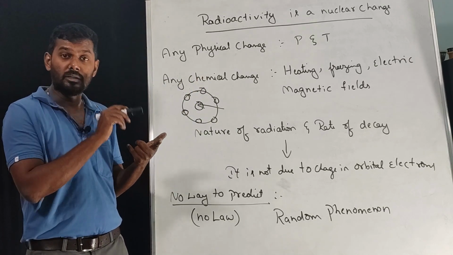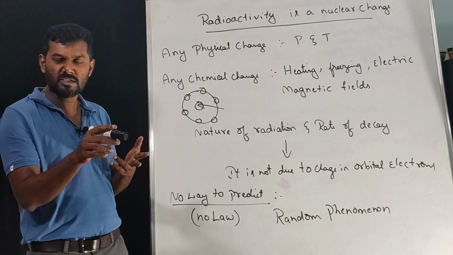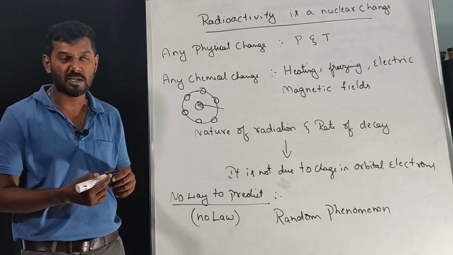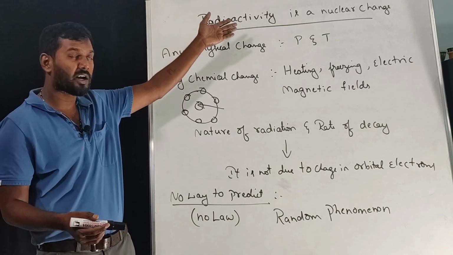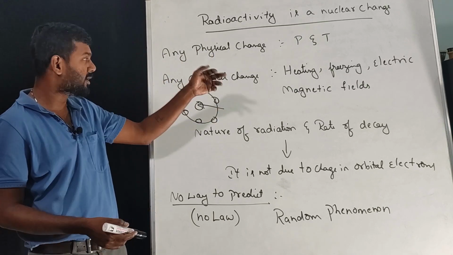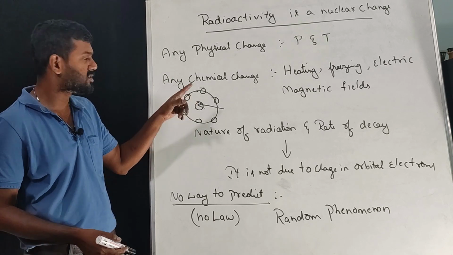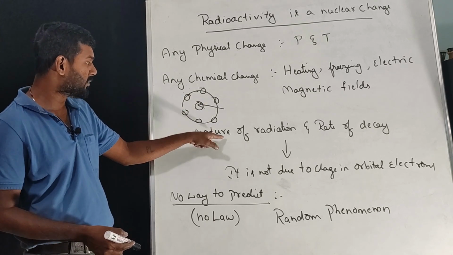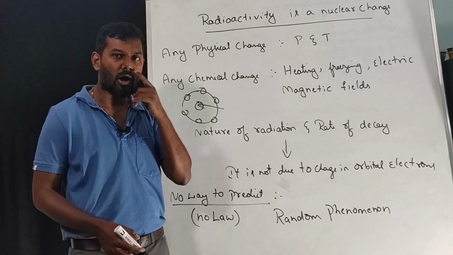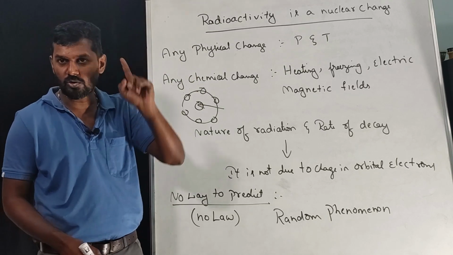Now we have learnt history of radioactivity, Henry Becquerel, correct? The natures, and why those are called natural radioactive substances. Then some facts: why is radioactivity a nuclear change, why not a physical or chemical change? Because physical and chemical change only changes the orbital electrons, not the nucleus. But the nature of radiation and rate of decay does not depend upon the change in orbital electrons. It completely depends upon the nucleus. That is why it is called a nuclear change.